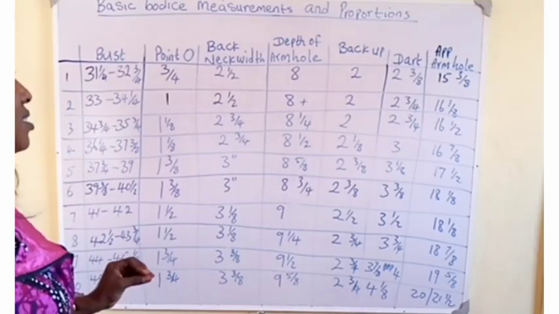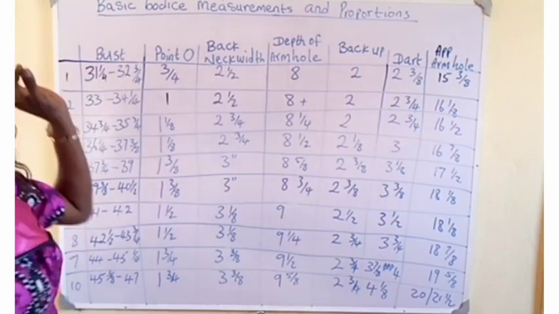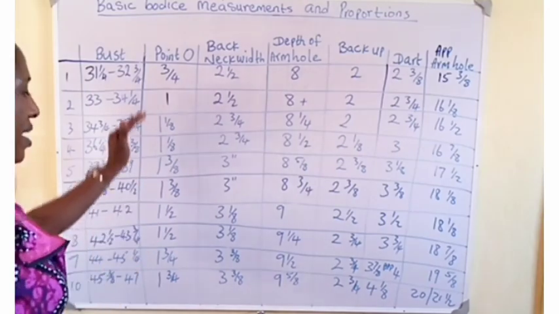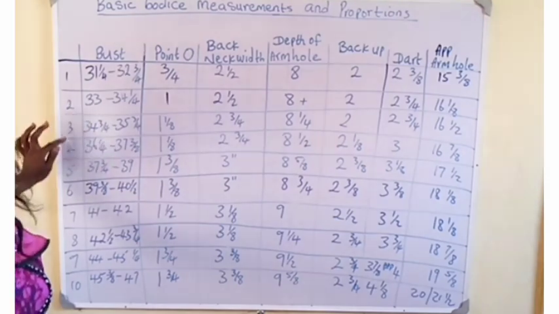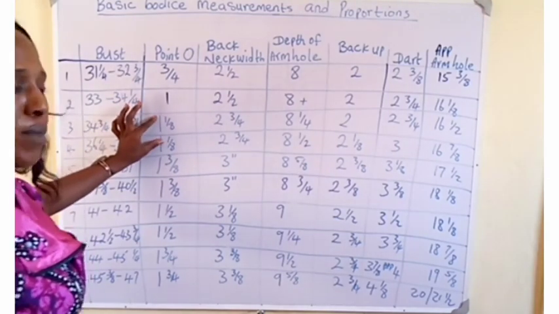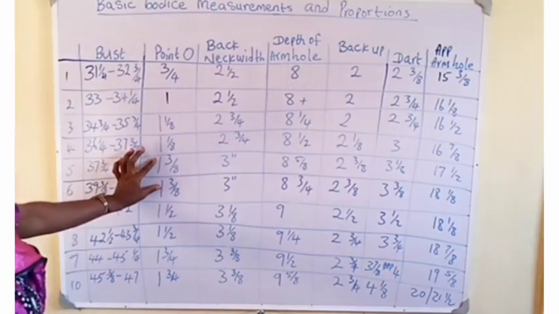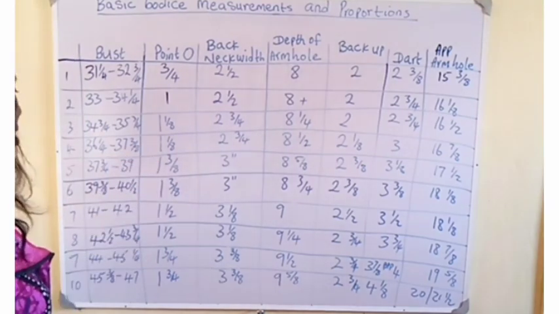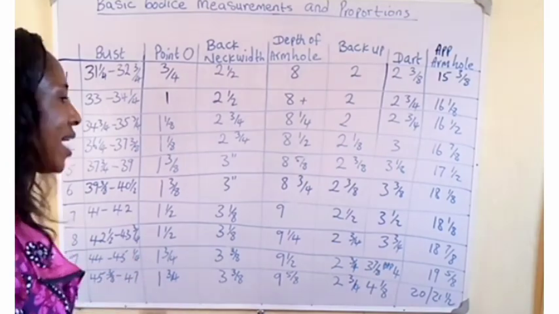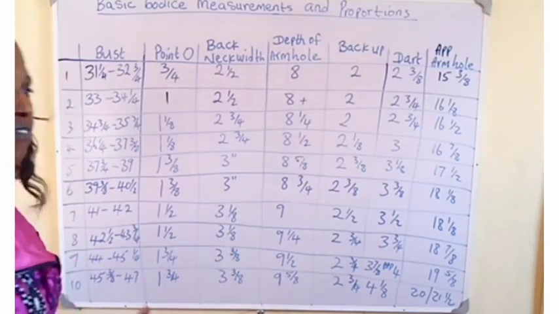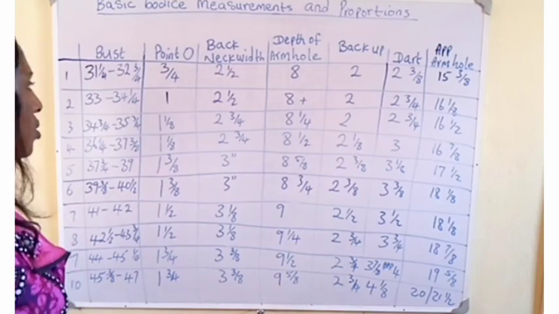Looking at these sizes, you will discover that the difference between point O for each bust size is just 1/4 inch, meaning that you can actually create point O for any bust size. Bust sizes 3 and 4 have the same point O measurement. Then bust sizes 5 and 6 also have the same point O measurement. So whenever you want to create point O for any bust size, look at the two bust sizes, add 1/4 to the previous one, and it will give you a new point O for another bust size.